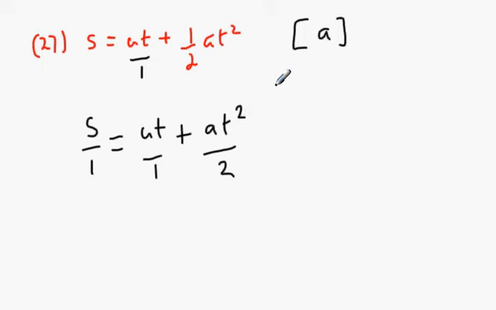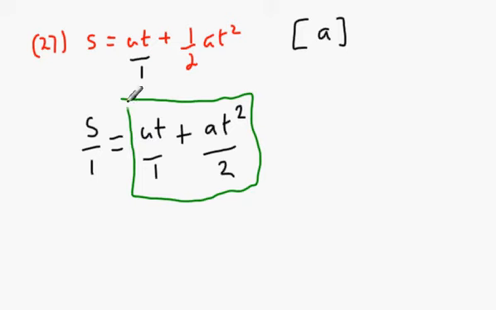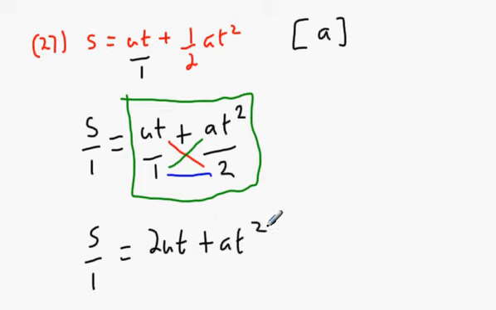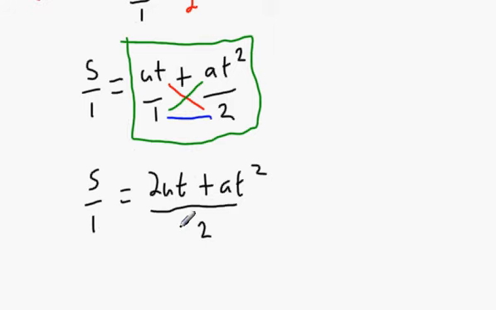No. The more complicated side is the right hand side. Deal with the right hand side on its own and almost do like a simplified type question. In a simplified type question we have 3 lines: 1 by 2, 2 by UT, and 1 by AT squared. So it's going to be S over 1 equals 2UT plus AT squared all over 2. Okay, next step. We can now cross multiply, so we do it.